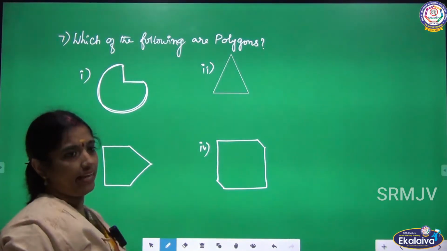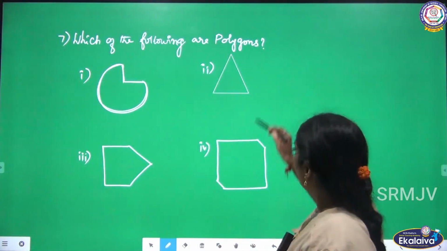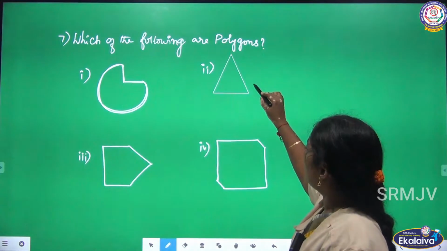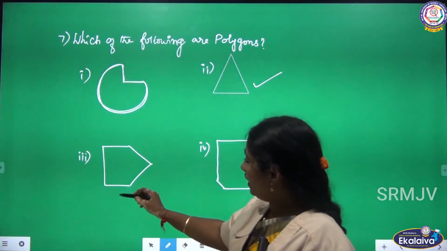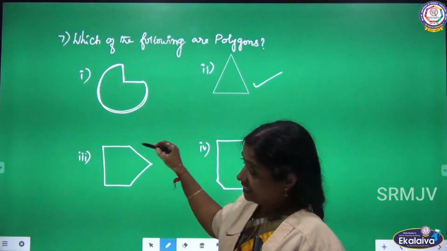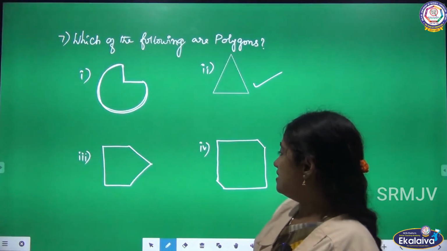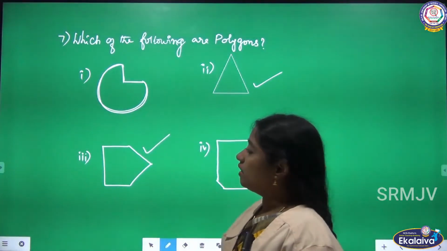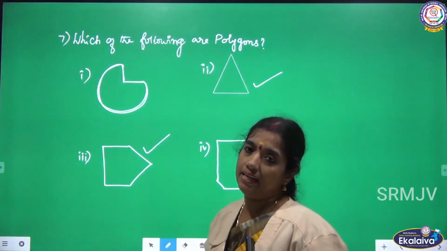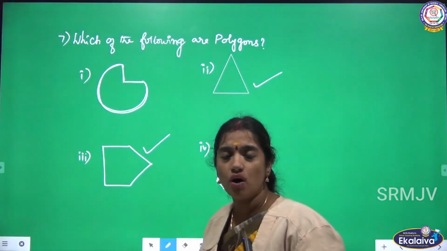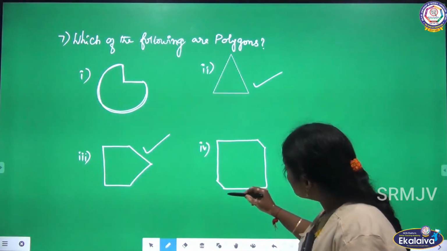And come to the second one. This has 3 sides, line segments, so it is a polygon. Okay, the second one is a polygon. Here, see how many sides, how many line segments are there? 5 line segments are there. So it is a closed figure, that is a polygon. 5 sides means pentagon. In the polygon, this is a pentagon.